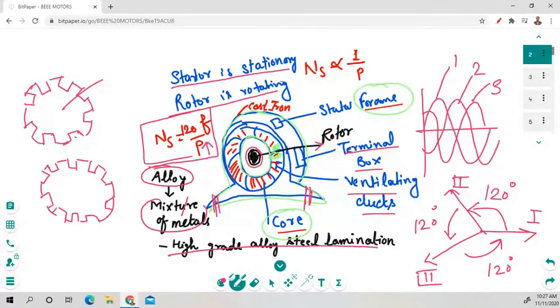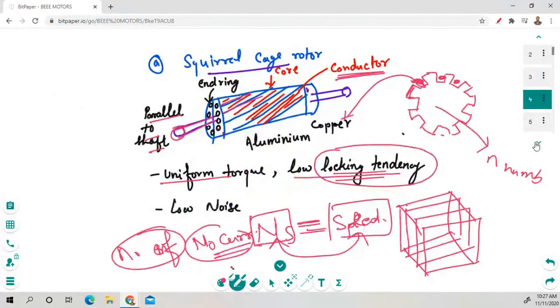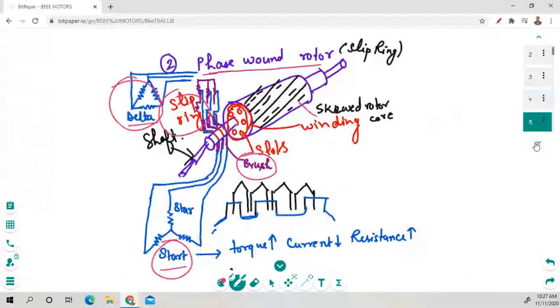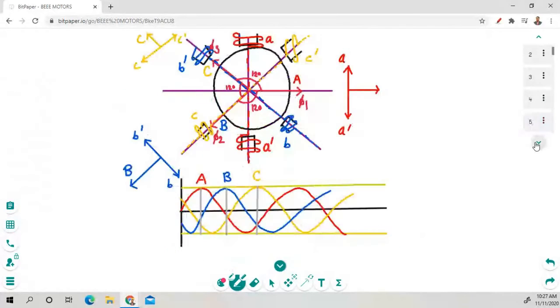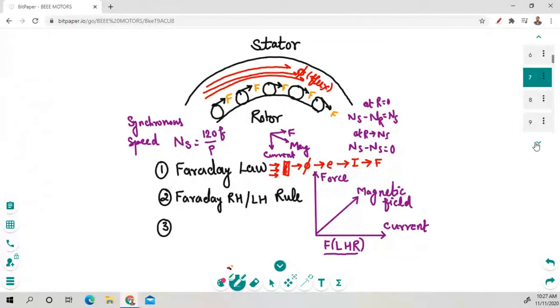So till now, have you understood how we are constructing a three-phase induction motor? Write in chat box. Quickly give your response. Till now, have you understood? Quickly give your response.